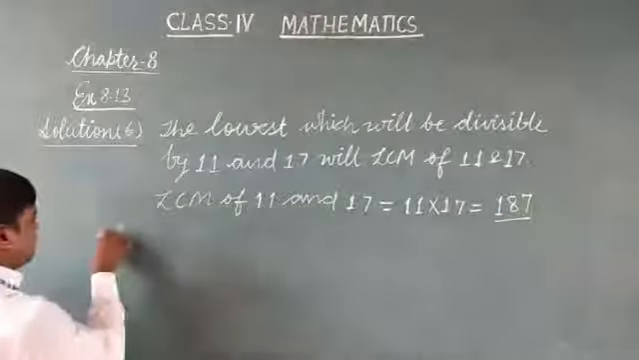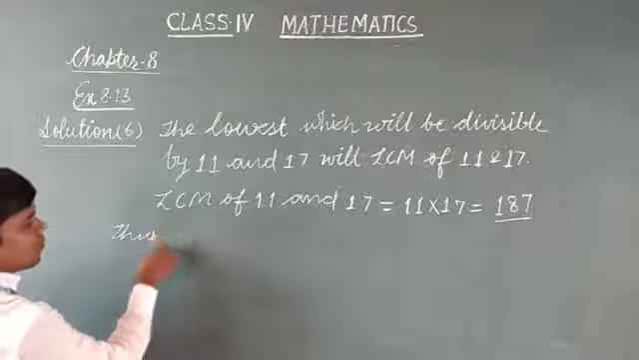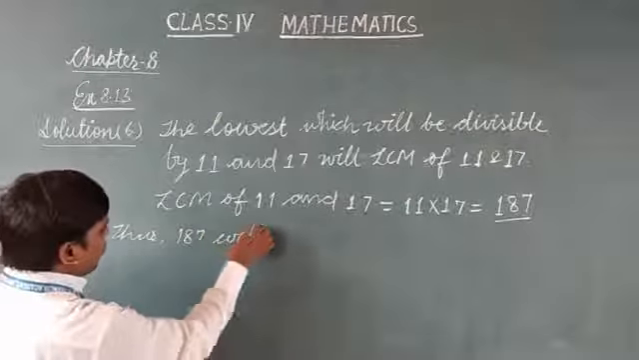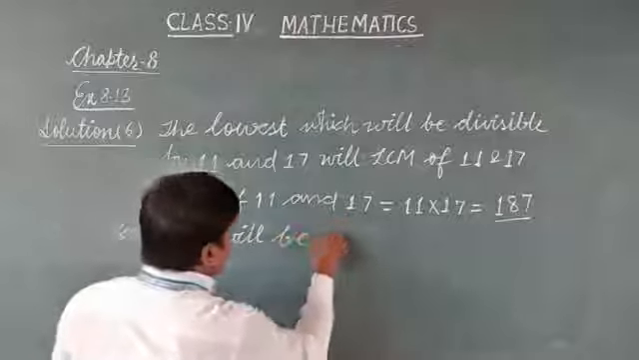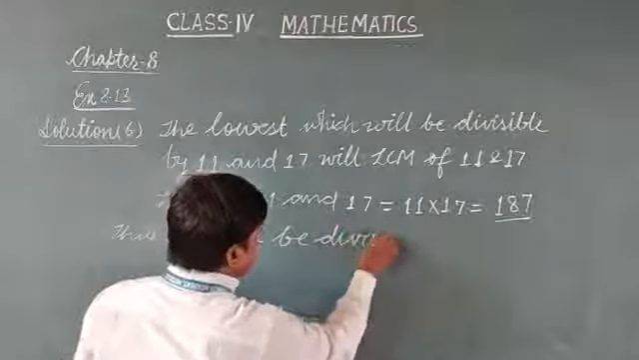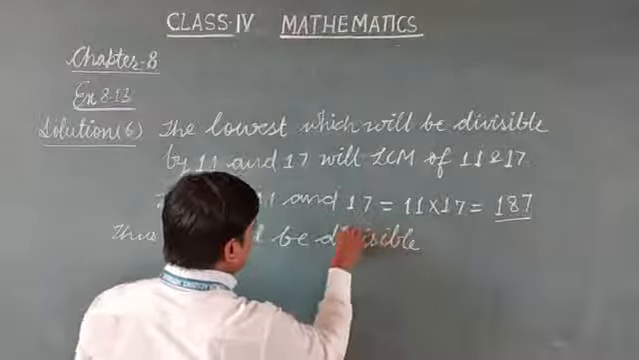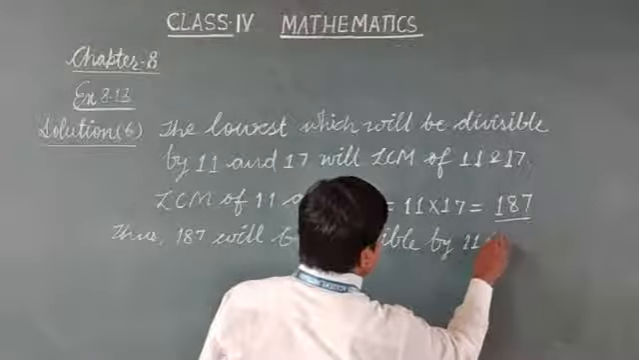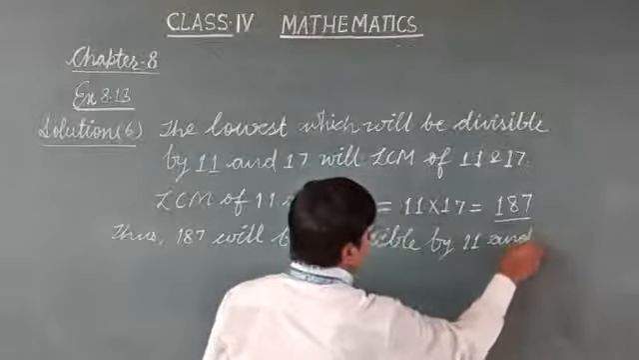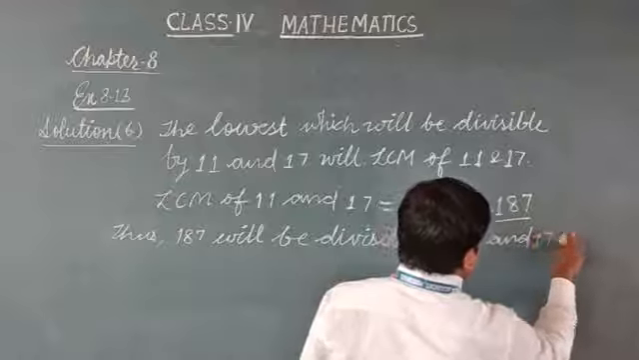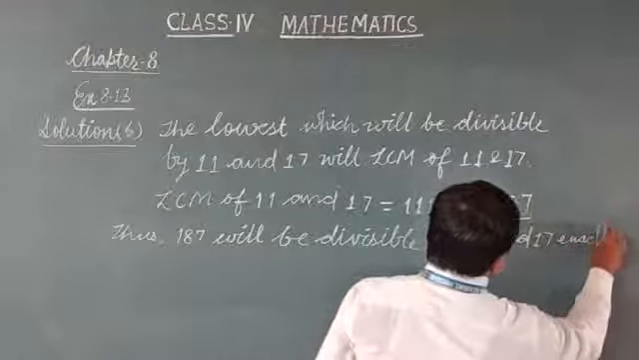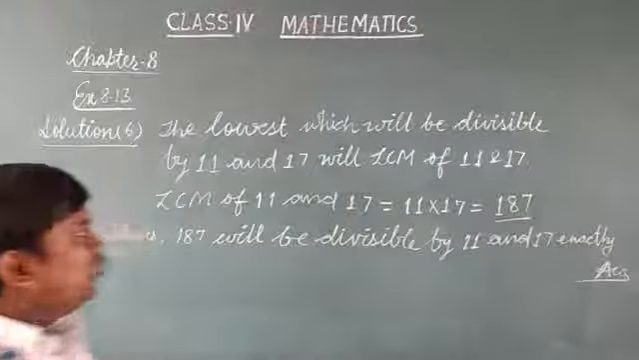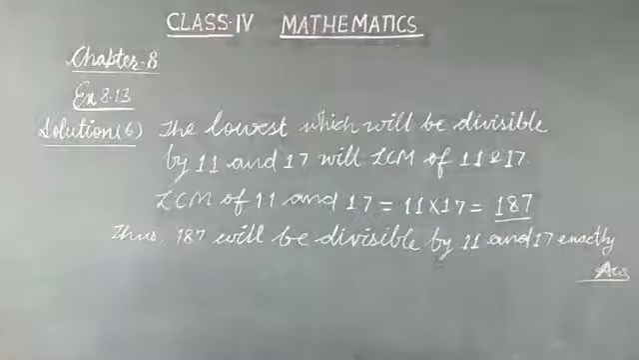We write thus: 187 will be divisible by 11 and 17. Answer. I hope you understood the solution of this question.